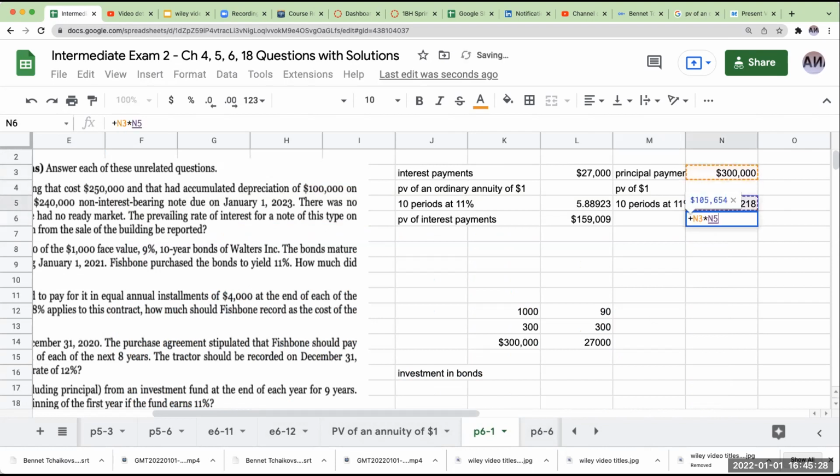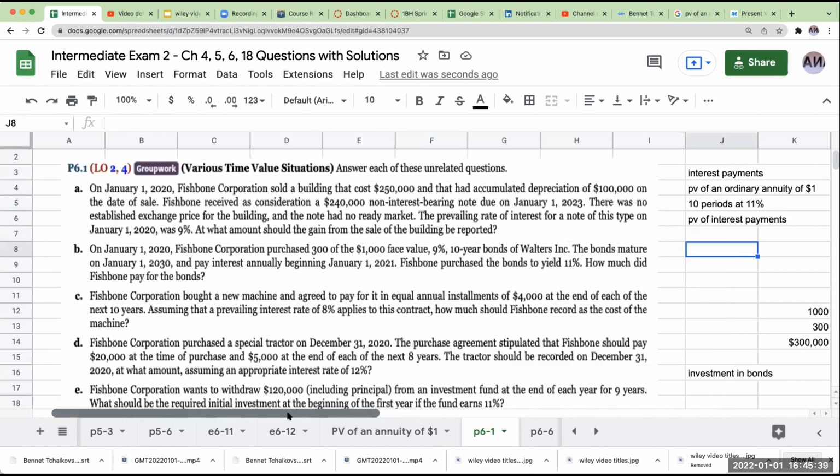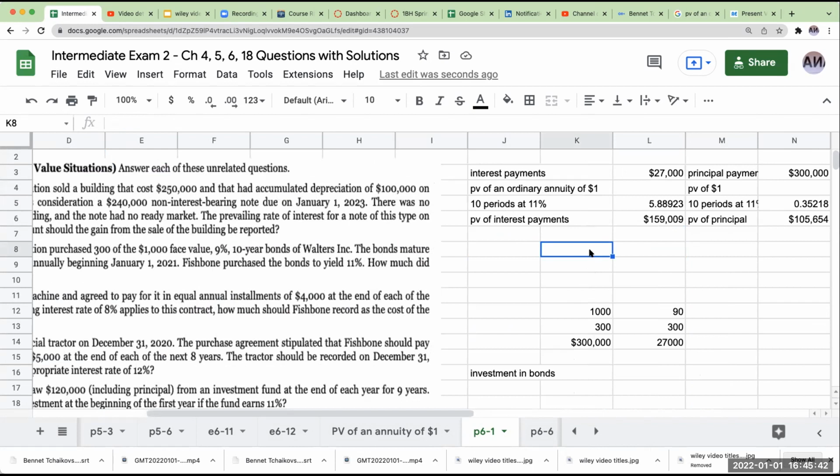So the present value of the principal is going to be 105,654. Okay, so the total amount, how much did Fishbone pay for the bonds? Basically, you've got the present value of the interest and the present value of the principal.